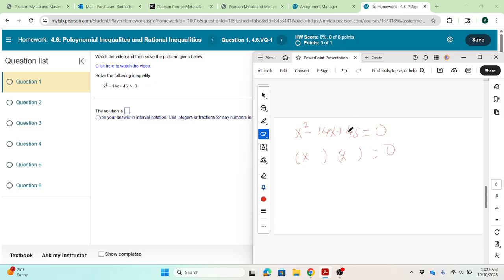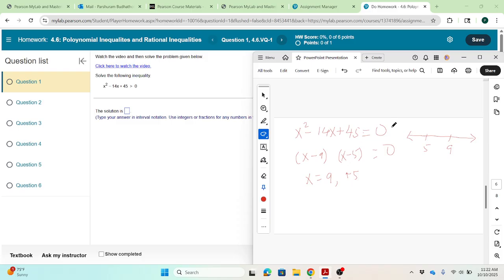I just need to find two factors of 45 such that the sum of those two factors is -14. They are -9 and -5, because -9 times -5 is positive 45, but if you add -9 and -5, that gives you -14. So by using those two factors, the solutions for this equation are +9 and +5. These are the two solutions we found, the x-intercepts 5 and 9. But this is not the solution of the inequality. This is the solution of the equation.